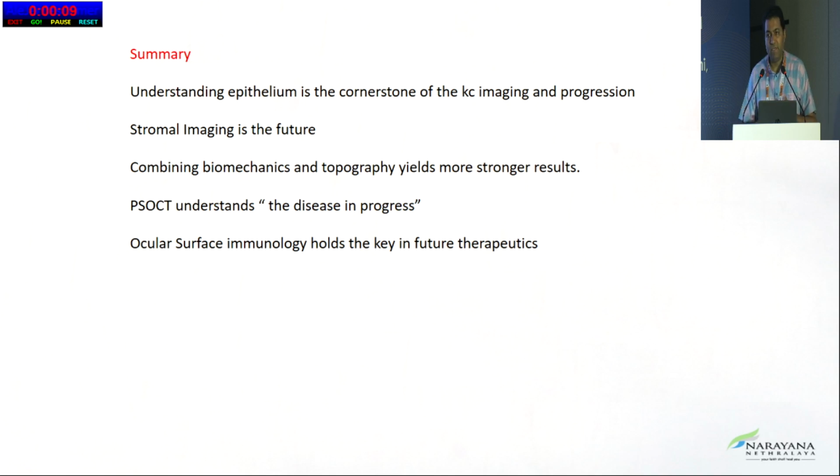Stromal imaging, I think, is going to be the future. A combination of topography and biomechanics is great, but we need to refine it more. What I'm really betting on is understanding the collagen itself. And the most important thing which controls everything is the ocular immunology.